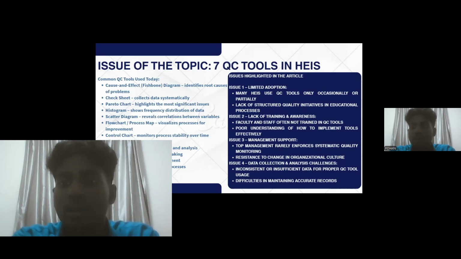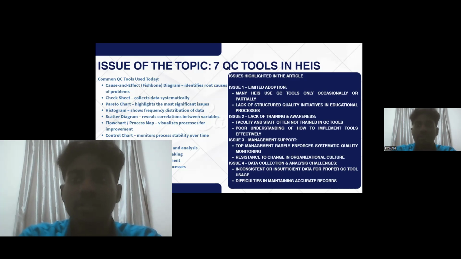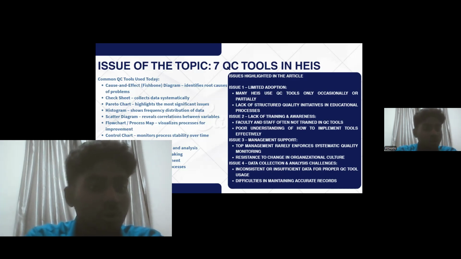Okay, the next one is the issues of the topic, which is the quality management framework related to the issue of the topic, which includes the cause and effect or fishbone diagram, which shows the causes of the problem, and also the check sheet, the Pareto chart, the histogram, the scatter diagram, the flow chart or process map, and also the control chart.